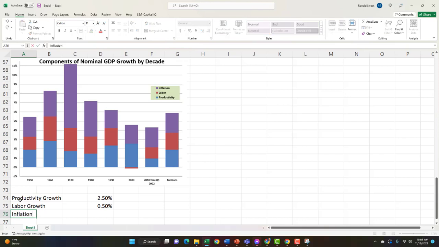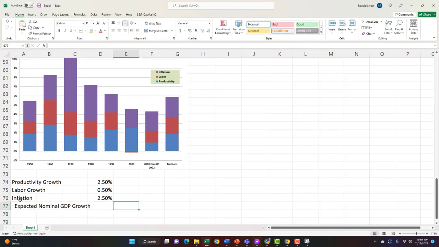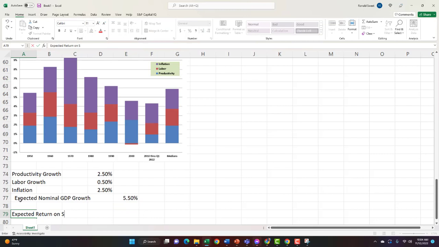And then for inflation, I know the Fed says they're targeting 2%, but I think that's going to be a tough number to keep going. I think they would do too much damage to the economy to try to get back down to 2. In fact, 3 might be a more reasonable number. But here's my expected nominal GDP growth. So 5.5%.